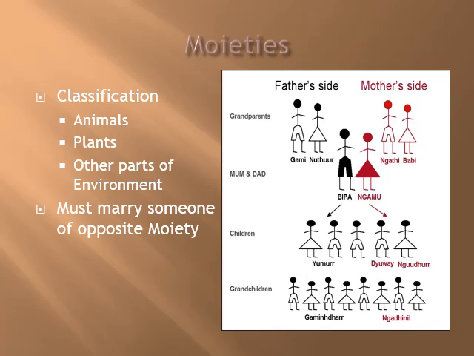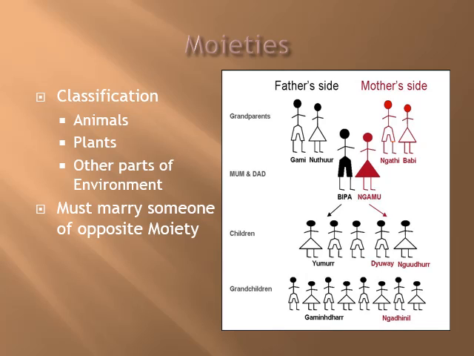Because of this, you must marry someone of the opposite moiety. This was done to help keep the bloodline strong within the cultures. Children were also encouraged to look far away from their geographical area, and the match had to be approved by an elder. The diagram that is shown on this slide shows a crude family tree based on moiety.